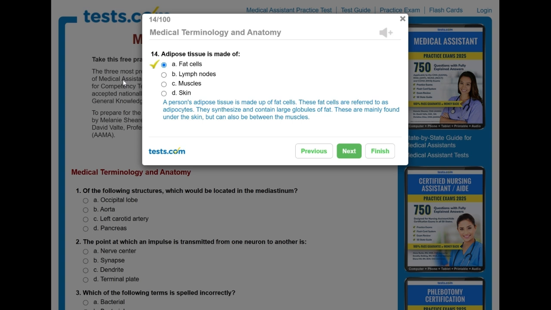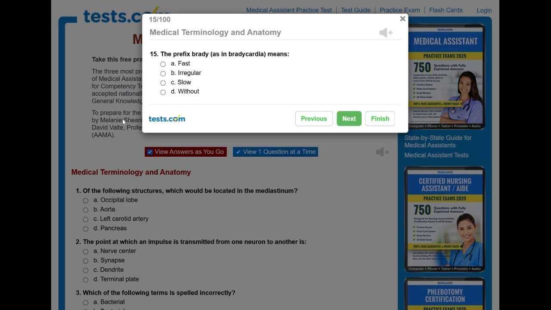A. Fat cells. A person's adipose tissue is made up of fat cells. These fat cells are referred to as adipocytes. They synthesize and contain large globules of fat. These are mainly found under the skin, but can also be between the muscles.